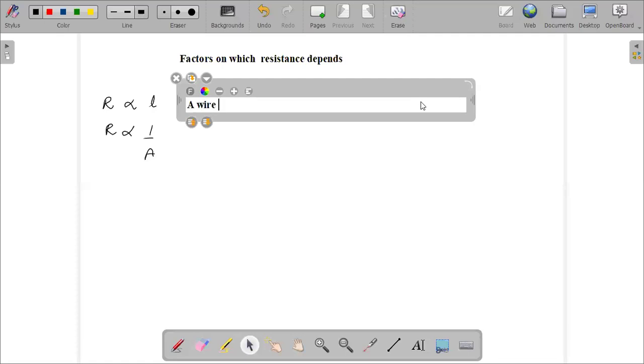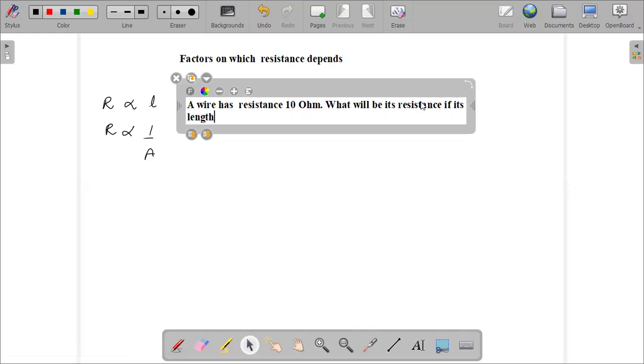A wire has a resistance of 10 ohm. You have to tell what will be its resistance if its length is halved. So what will be its resistance if its length is halved?